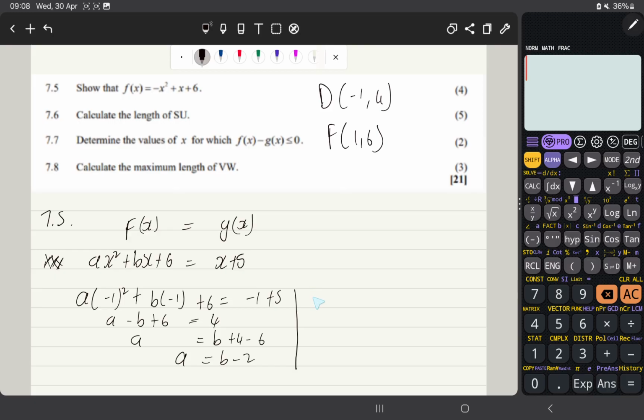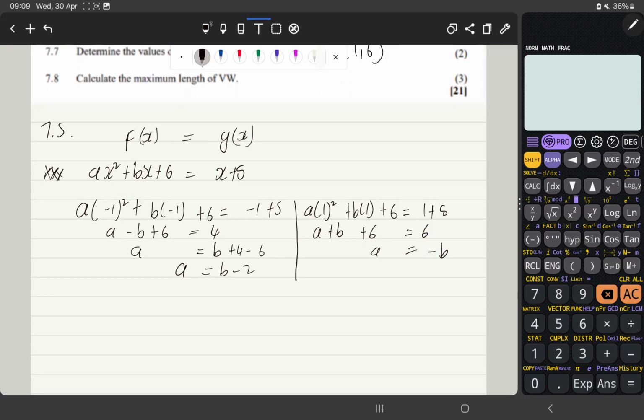So we're gonna have a into 1 squared plus b into 1 plus 6 is equal to 1 plus 5. So I have 6 right here. I have a plus b plus 6. And it seems here we're gonna have a equals, because the 6s are just gonna cancel out each other, minus b, right? So this is equation 2, this is equation 1.